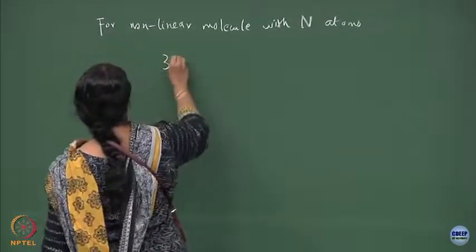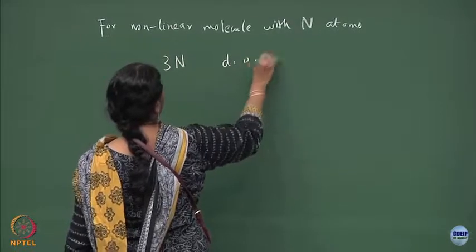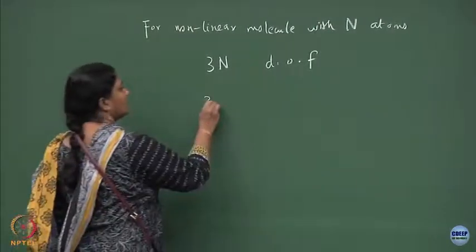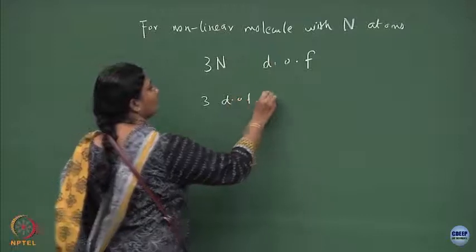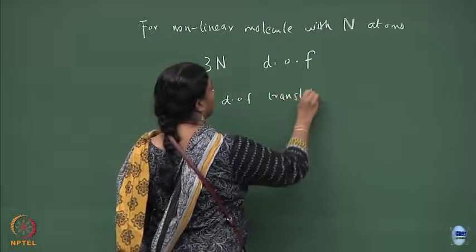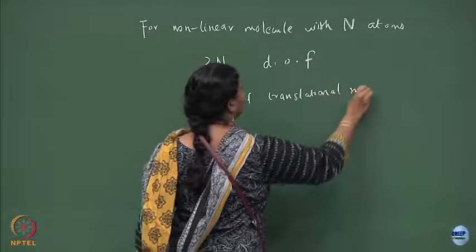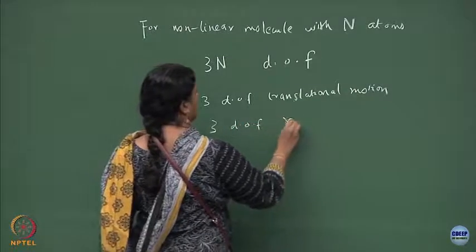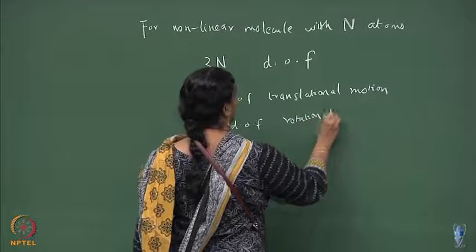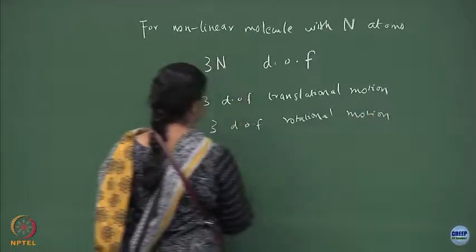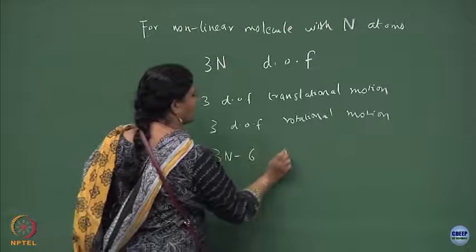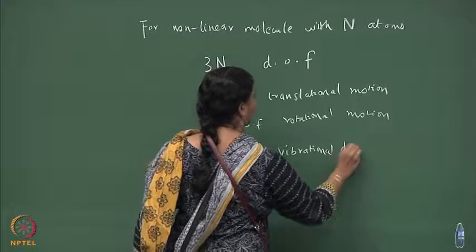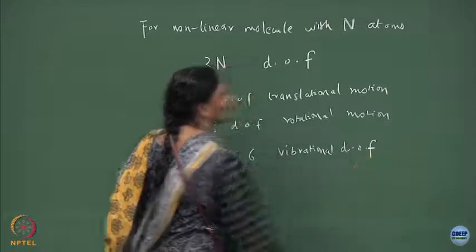Atoms, 3n degrees of freedom in total, and then 3 degrees of freedom for translational motion, 3 for rotational motion. So, 3n minus 6 is the vibrational degrees of freedom. Okay.